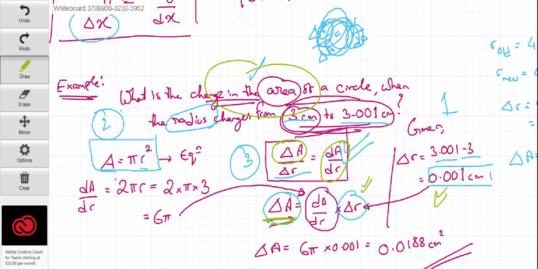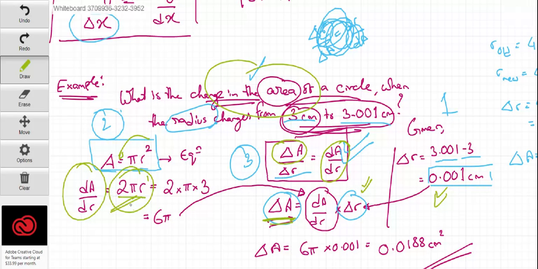It's obviously A equals something r, so we do dA by dr. Using your knowledge of differentiation, you can clearly see that it's 2 pi r: 2 comes forward, the power of r decreases by 1, and this is your differentiation. Now here's the interesting part. We need a value for the differentiation.